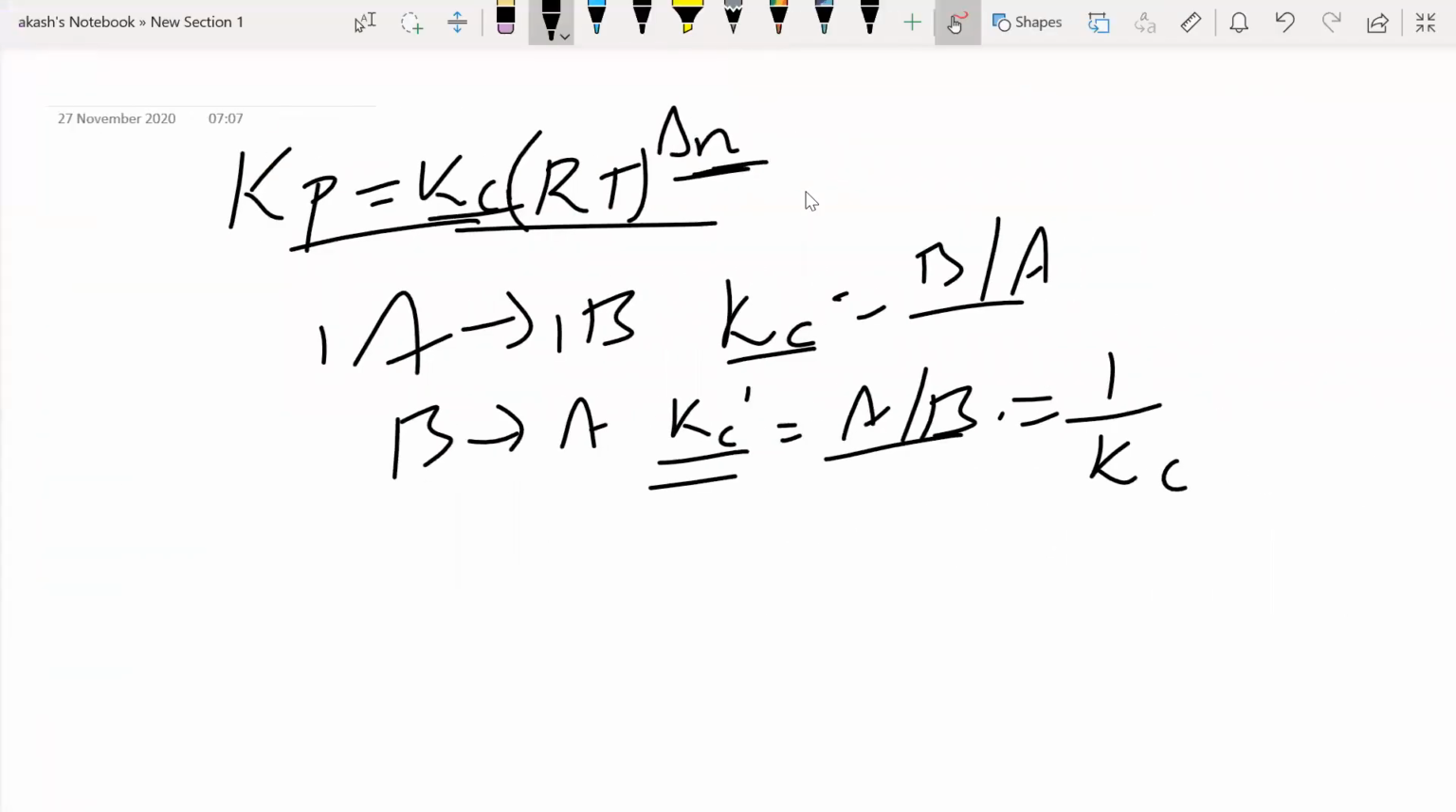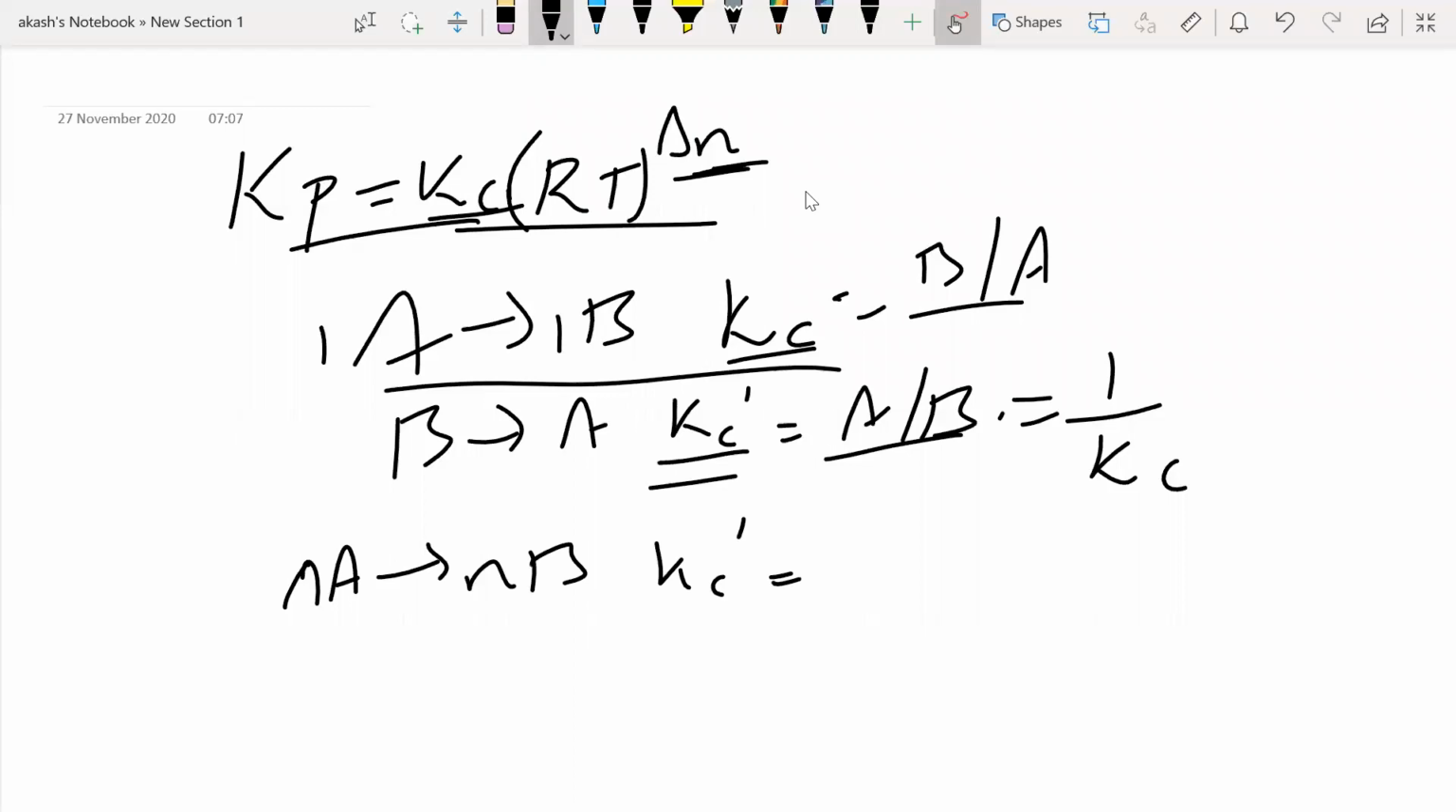Fine. So maybe if the question was a problem, say if this is the reaction and I have Kc for this, and if I have, say, nA gives nB, say for this it's Kc dash, what is the relation between Kc dash and Kc? Kc to the power n. Correct, right? So remember, whenever you multiply throughout the reaction by a factor of n, the equilibrium constant is going to be raised to that power. So for the first reaction, it's Kc. Now I have multiplied by a factor of n, it becomes Kc power n.